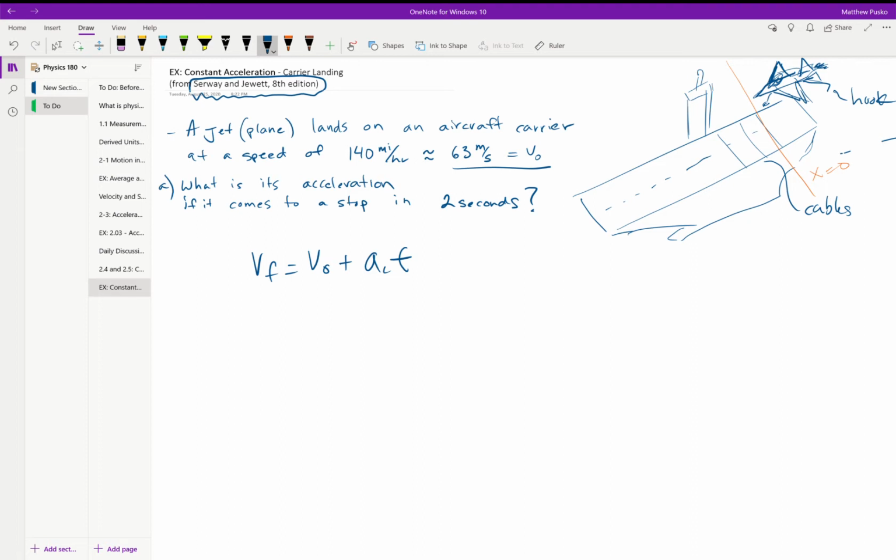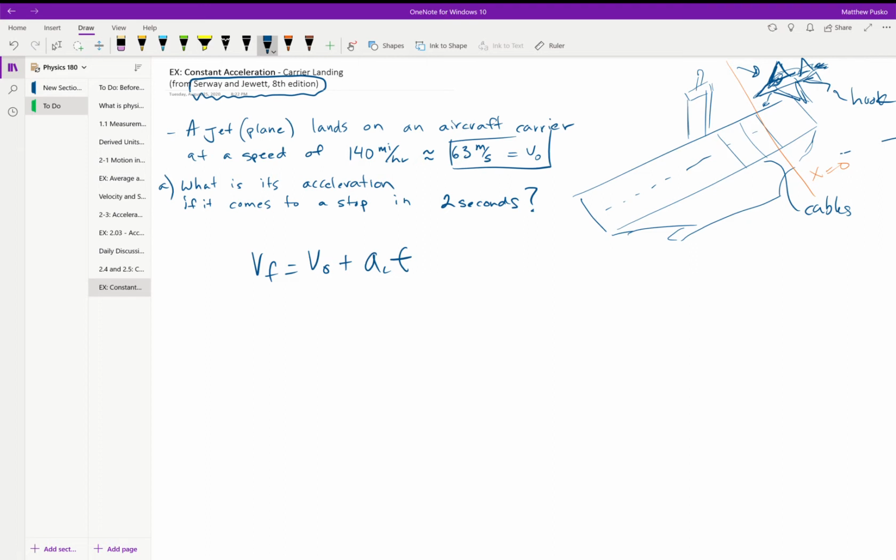Okay, so what we have is a sweet looking airplane right here, and it's landing on an aircraft carrier. It hits the deck of the aircraft carrier with an initial speed of 140 miles per hour. We're going to call that approximately 63 meters per second. And it wants to know what its acceleration is if it comes to a stop in 2 seconds.